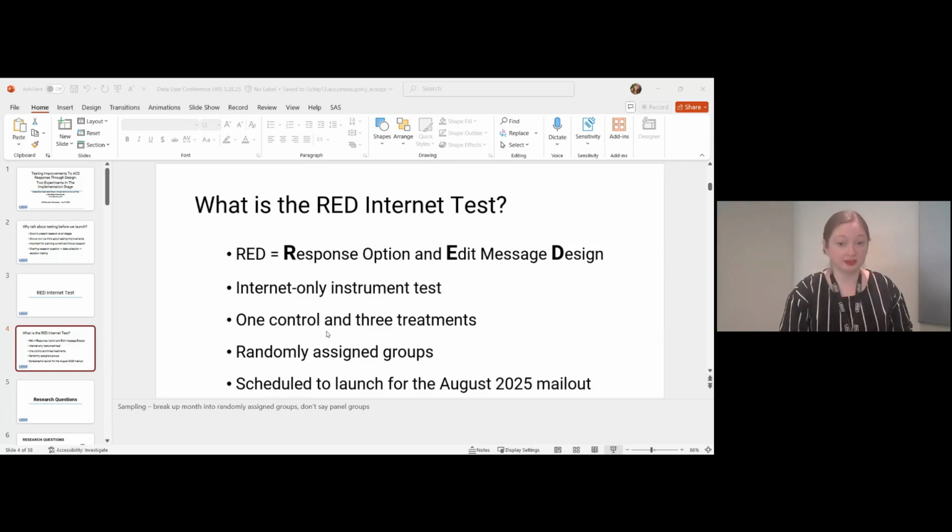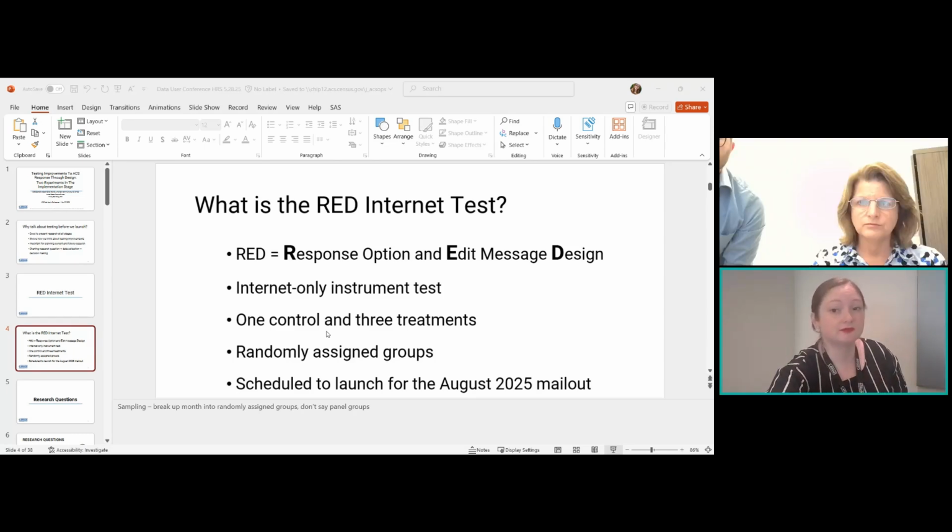We have one control and three treatments. The sampling means we're going to take the month of August and we're going to break down who gets what internet instrument by randomly assigning each group. So a fourth of people will get the control and 3/4 of people will get a treatment.